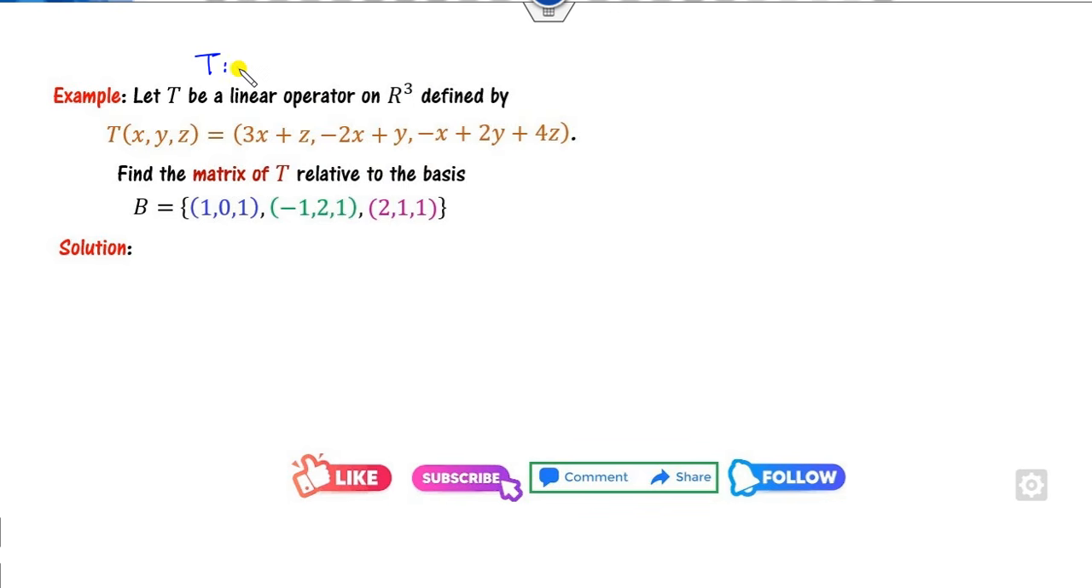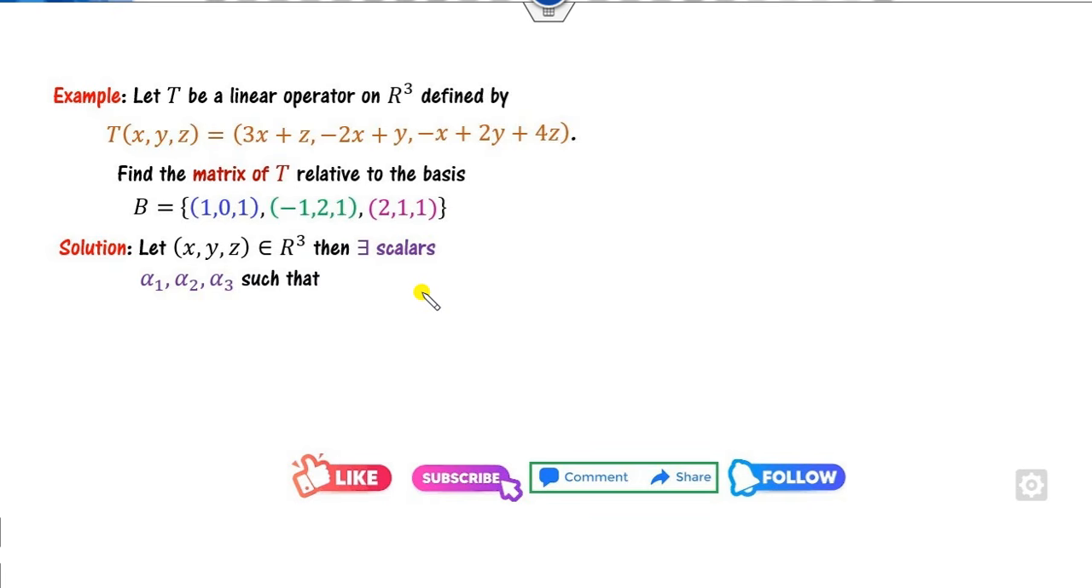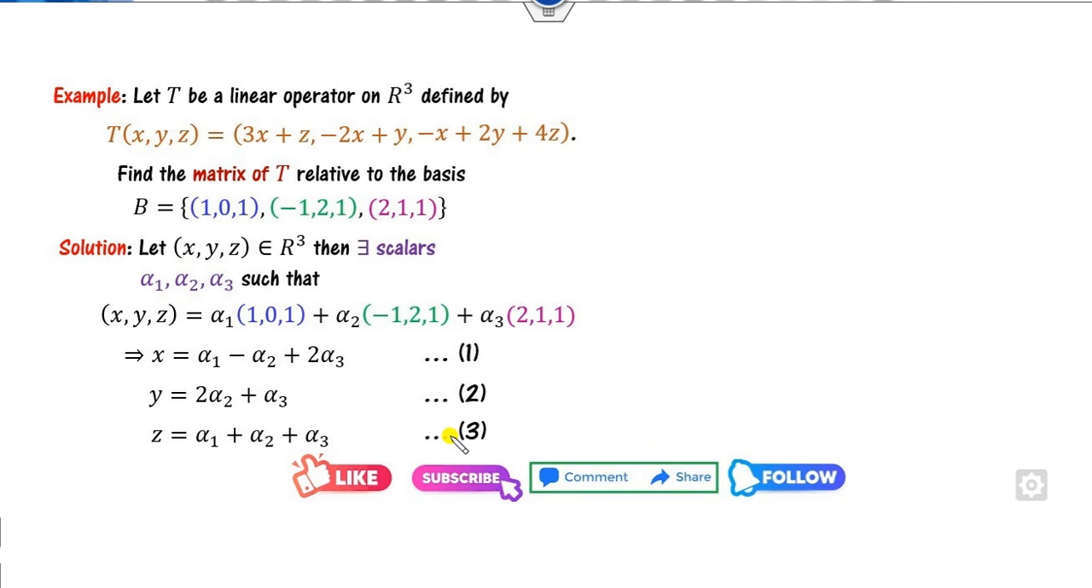Look at the next example. Again it's a linear operator from R3 to R3. Bases are given to you, so the matrix is of dimension 3 cross 3. Take any element of the right hand side, the codomain vector space. It has 3 vectors, so there exist alpha 1, alpha 2 and alpha 3 such that I can write this x, y, z in this form. Again your target is to find the values of alpha 1, alpha 2, alpha 3. You can equate the coefficients and you will get this expression.